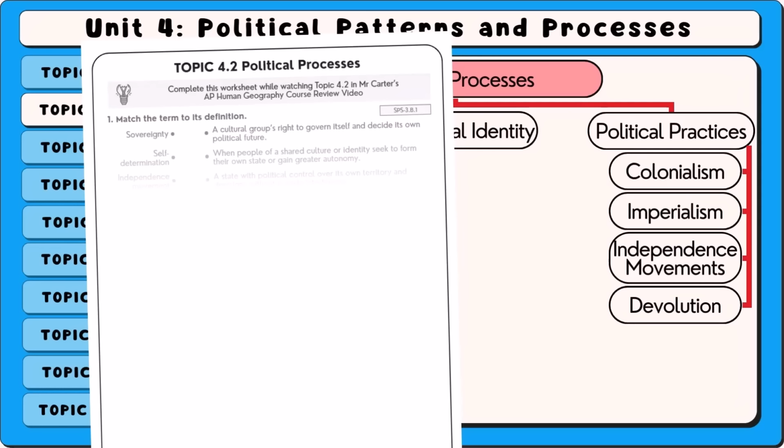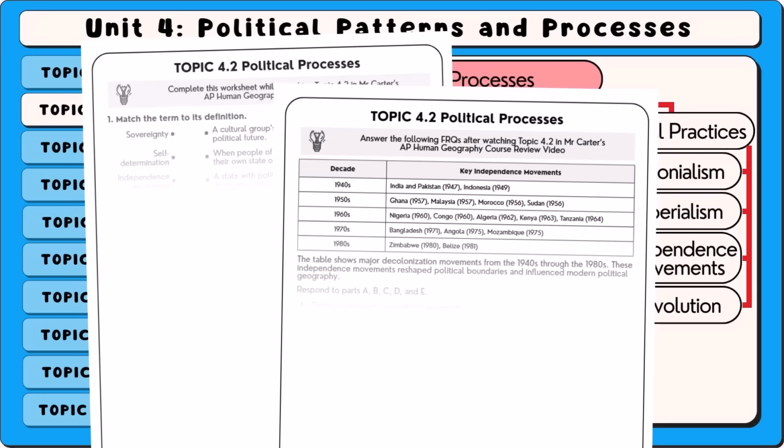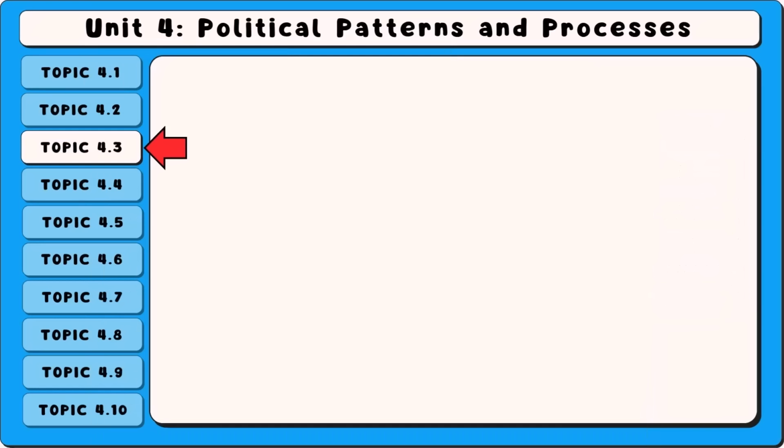If you're following along with the study guide, check your answers for this section using the answer key before moving on. For this lesson's free response question set, you'll get to practice an exam-style question where you can interpret geographic data about this topic. And when you're ready, we'll move on to topic 4.3.